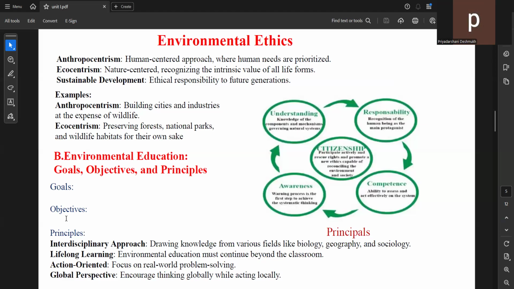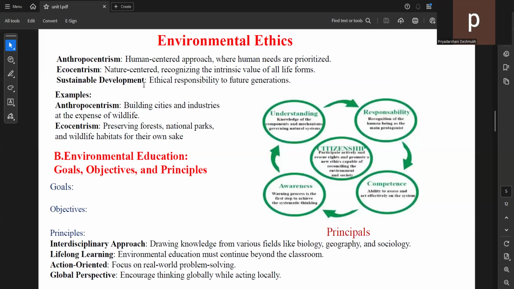for their own sake. Now, the next that we are going to study is environmental education, in that the goals, objectives, and principles. Now, what are the goals of environmental education?